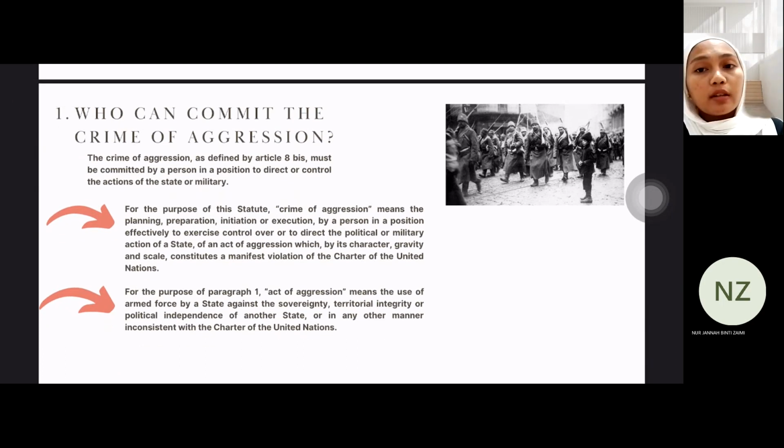But who can commit the crime of aggression? So, the crime of aggression, as defined by Article 8, must be committed by a person in a position to direct or control the action of the state or military. So, for the purpose of the statute, crime of aggression means the planning, preparation, initiation, or execution by a person in position effectively to exercise control over or to direct political or military action of the state.